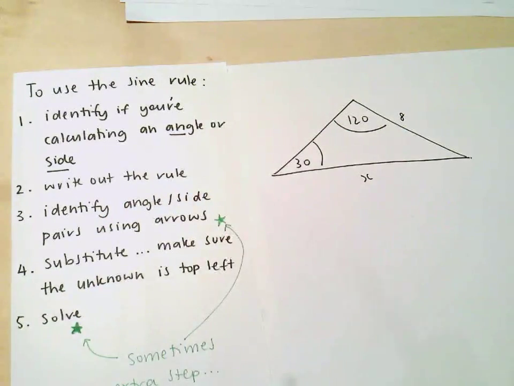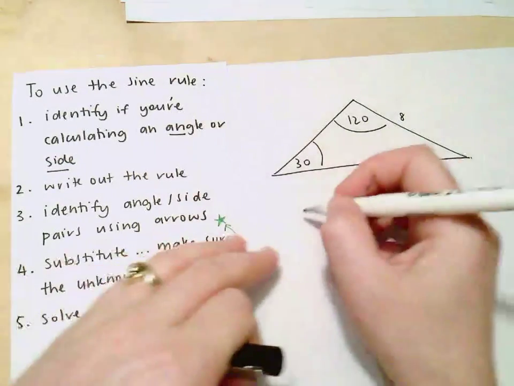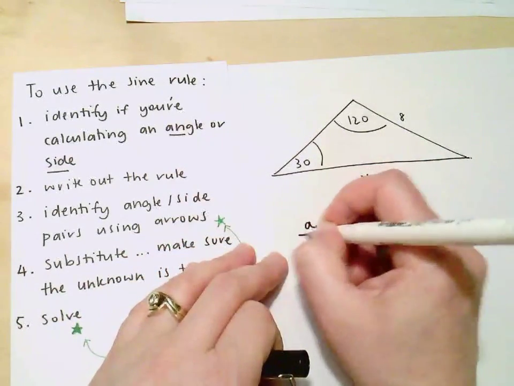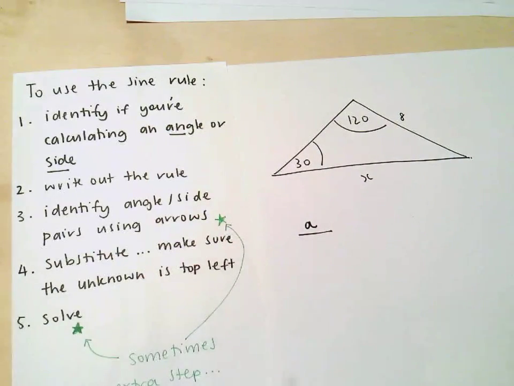Step number 2 says write out the rule. Now, because I'm trying to calculate a side, I'm going to want to have the sides on the top. So remember, that means I need to have the little letters written on the top. The sides on the top.